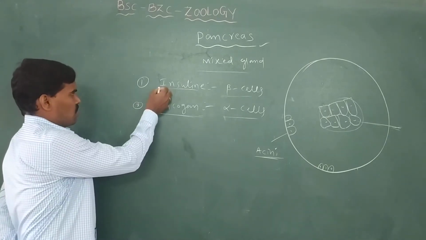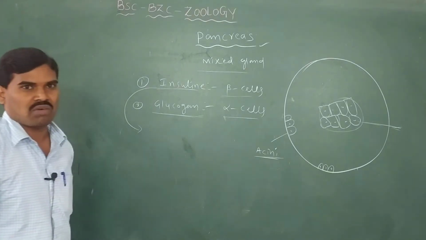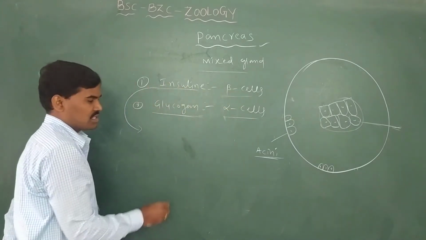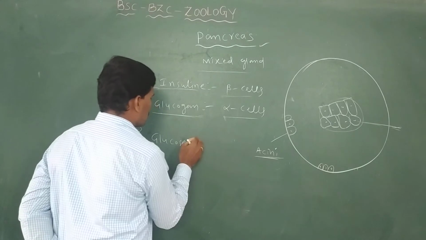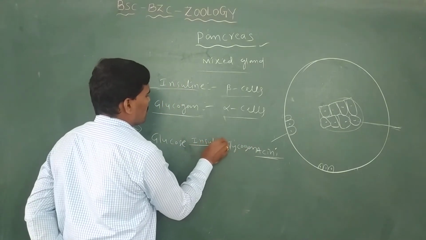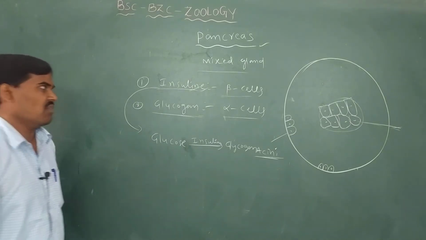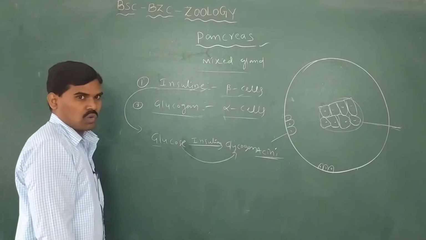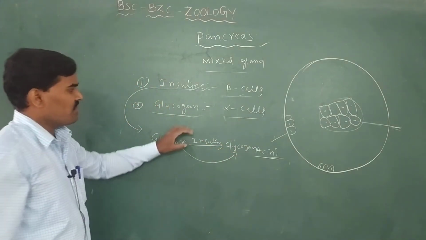Whenever the glucose level in the blood increases, insulin hormone is immediately secreted by beta cells. The excess glucose in the blood is converted into glycogen in the presence of insulin hormone.